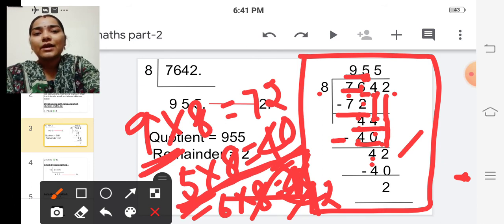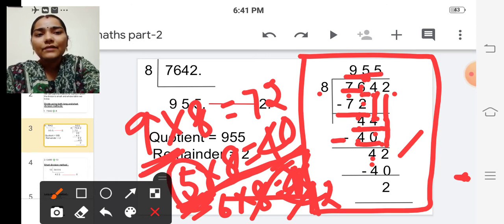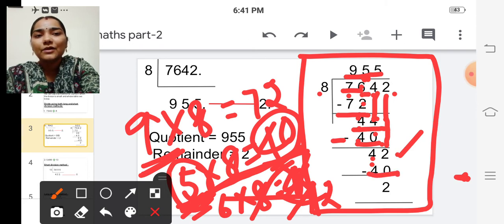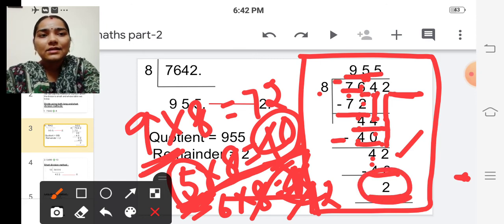So we have to write this 5 on the top, and write this 40 here, and subtract this 40 from 42. So 2 minus 0 is 2, and there is no number here, so the 2 is the remainder, and this 955 is the quotient.